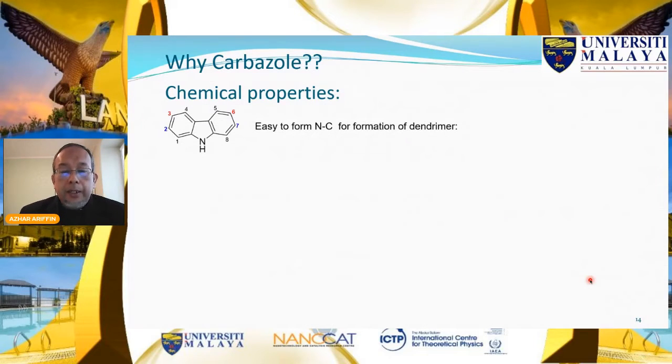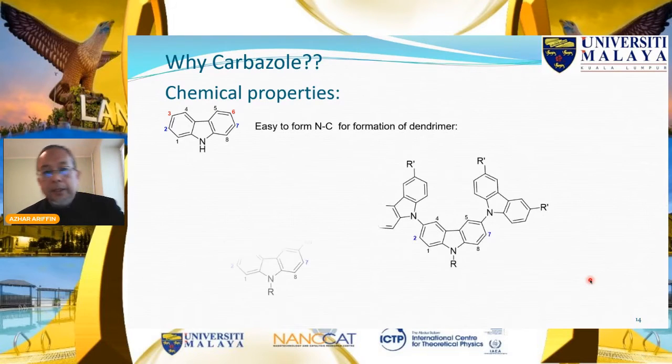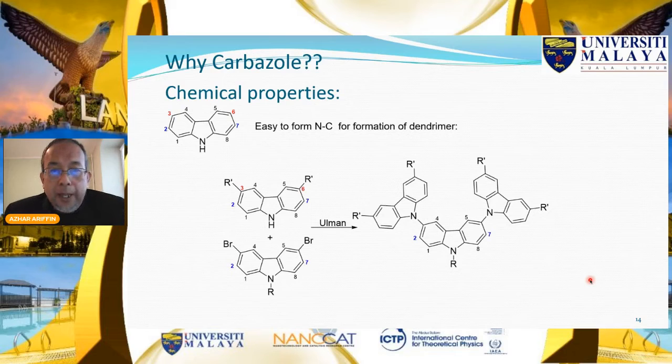And then lastly, about the chemical properties of the carbazole, we can easily form a dendrimer like this on the carbazole. After you do substitution and halogenation at positions 3 and 6, you can couple these two carbazoles with each other, either using the Ullmann coupling reaction or the Buchwald-Hartwig reaction. So you just need to change the reagent here.